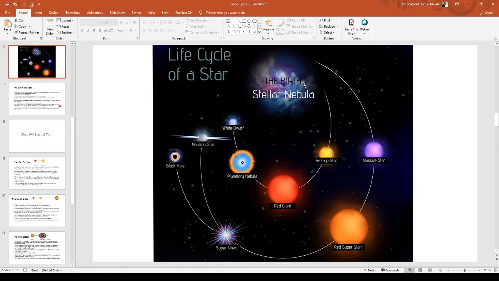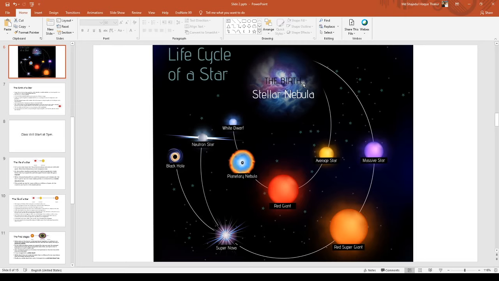The birth of a star occurs from a nebula or a stellar nebula. A stellar nebula is a bunch of hot gas. A nebula is a bunch of hot gas. What's the difference? The stellar nebula is formed at the death of a star, but a nebula itself is called the first nebula.